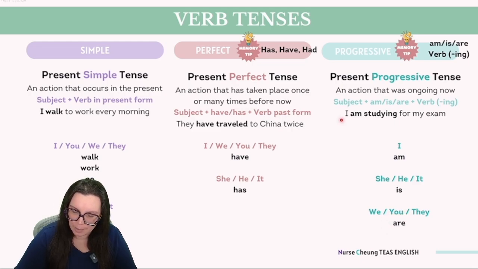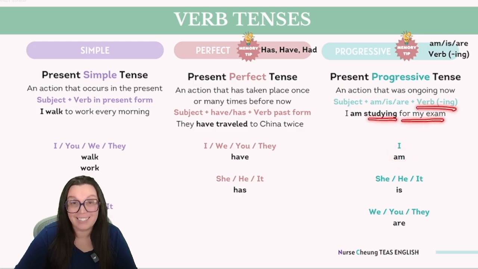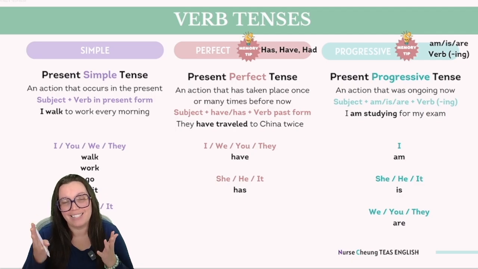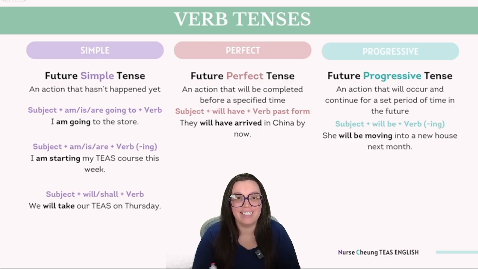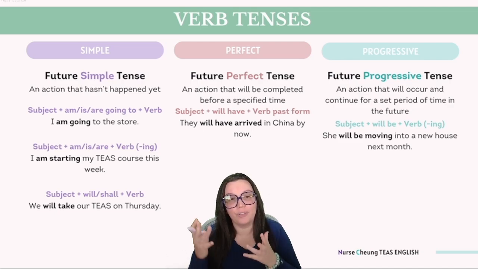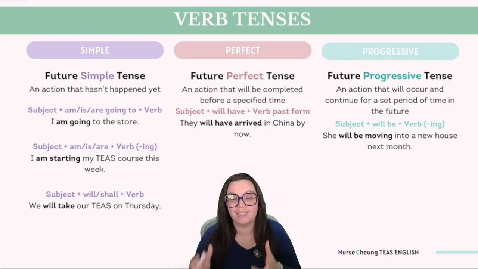So like we see in our example, I, which is the subject, am, which is our present progressive tense, studying, which is our verb plus ing, for the exam, is a great example of a present progressive tense. And lastly, we're going to look at all of our future tenses, starting with future simple tense. This tense is used to describe actions that have not yet occurred. There are three common structures when forming future simple tense.